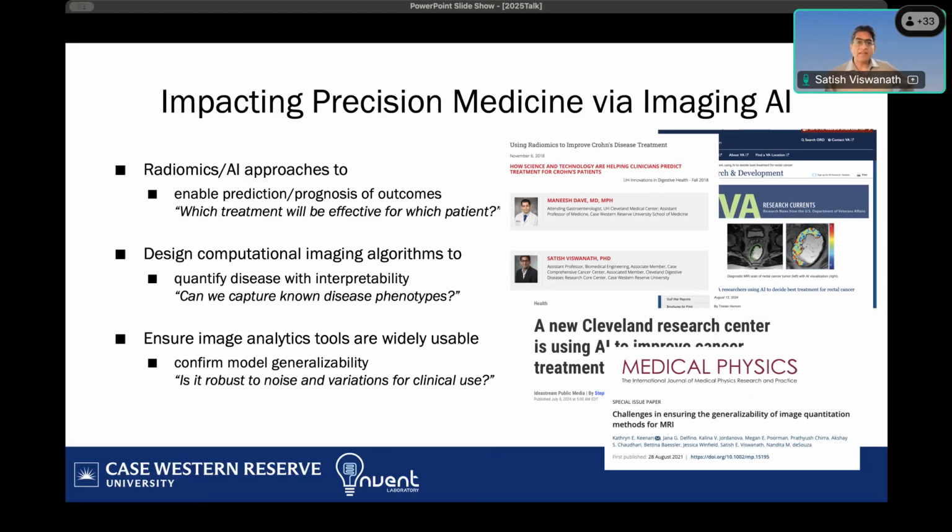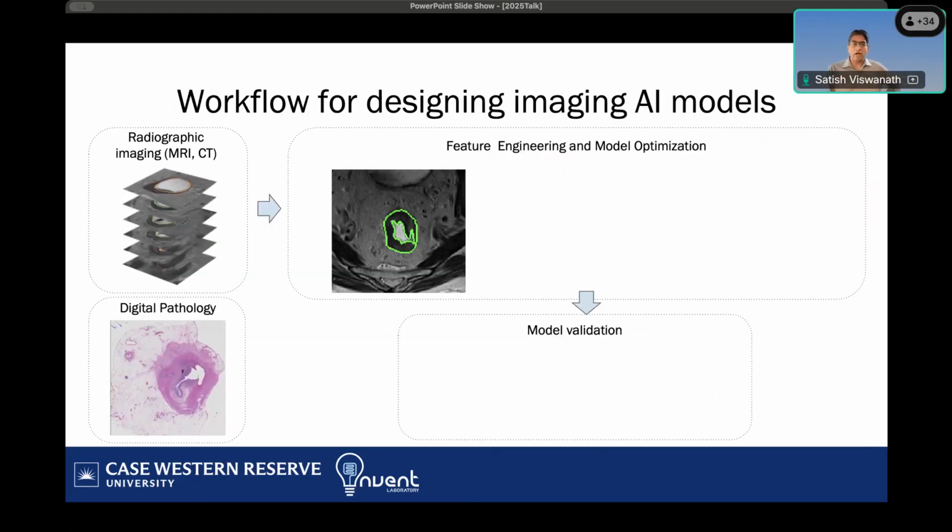So to kickstart, let's get into the actual workflow. How this works is that, for example, we have an MRI scan or a CT scan. That's what we have over here, stacked up. Or we can look at a digital pathology image. This is an H&E slide that has been digitized at very high resolution. So you can take these images and you can start to extract different types of features.